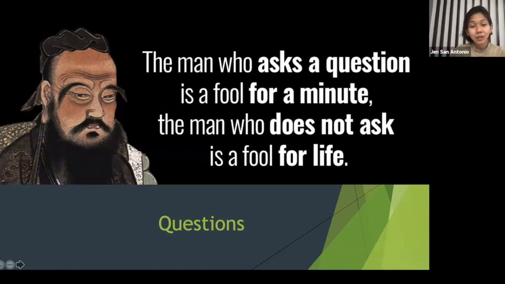And I like this quote: the man who asks a question is a fool for a minute, and the man who does not ask is a fool for life. I will remember this. And with that, we have our first question from John.the1.